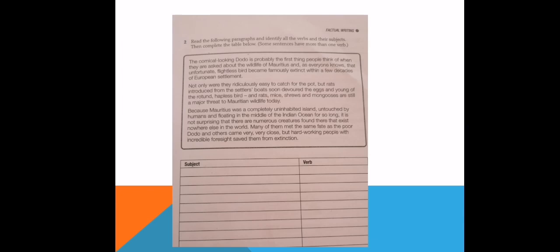After you're done with that, go ahead and open up your workbook, your literacy workbook, to page 9. You're going to read the following paragraphs and identify all of the verbs and all of their subjects. Then complete the table below. Some sentences have more than one verb, so you have to keep that in mind. So you're going to read through the paragraphs, list down all the subjects first, and then list down all of their verbs afterwards, okay? Or list all of the verbs first and then all of their subjects afterwards.